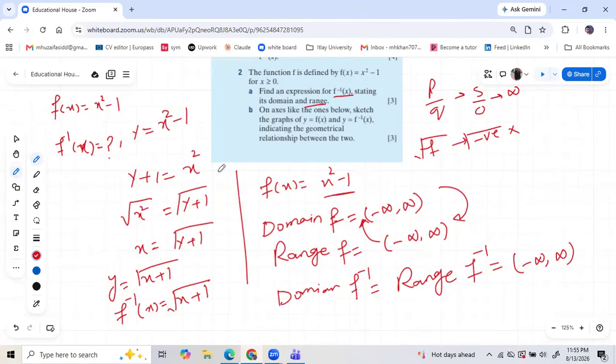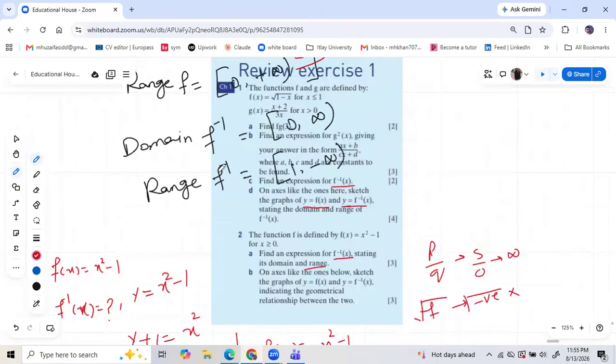Got it. But before this one, look at it here. One thing to keep in your mind on the axis, like one sketch. Okay, so you can do the sketch.